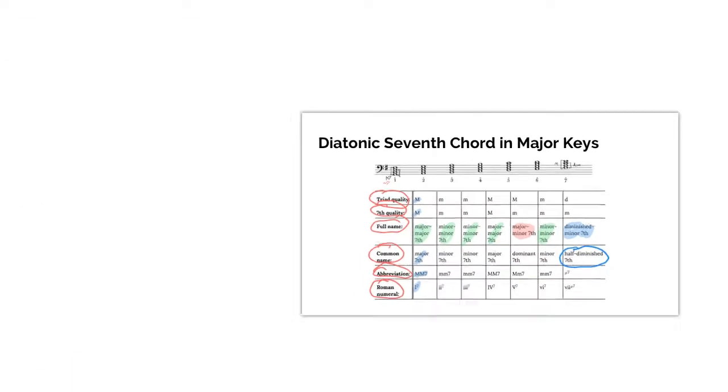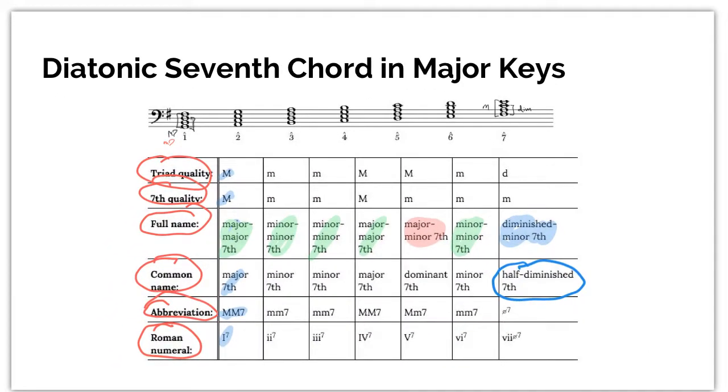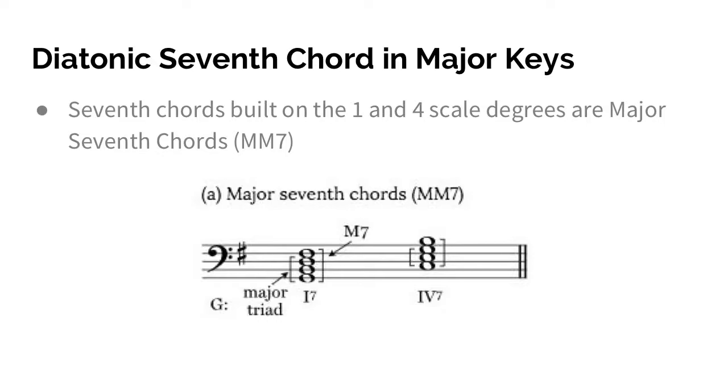Okay, there you go. And then it's notated down here with the half diminished symbol. You do that for half diminished, and then you see it here in the Roman numeral form. I explained this already. If we're thinking about the major seventh chord, we have a major triad with a major seventh, and that's built on the first and fourth scale degree. So that's how you build the seventh over the one chord and the four chord.